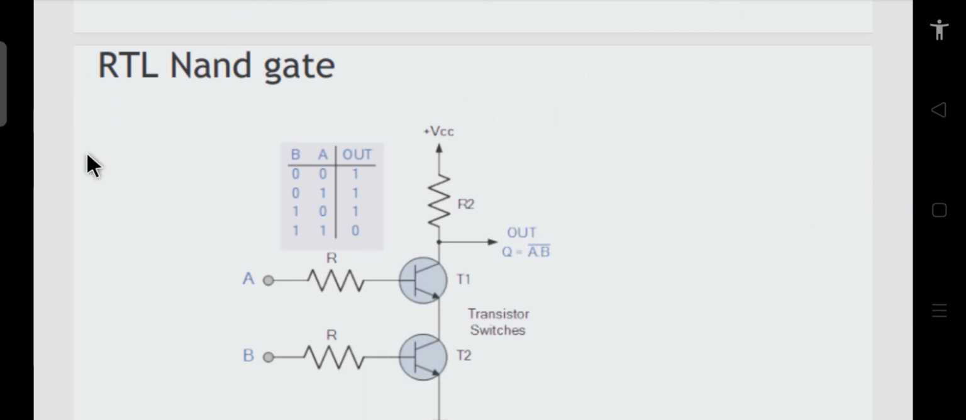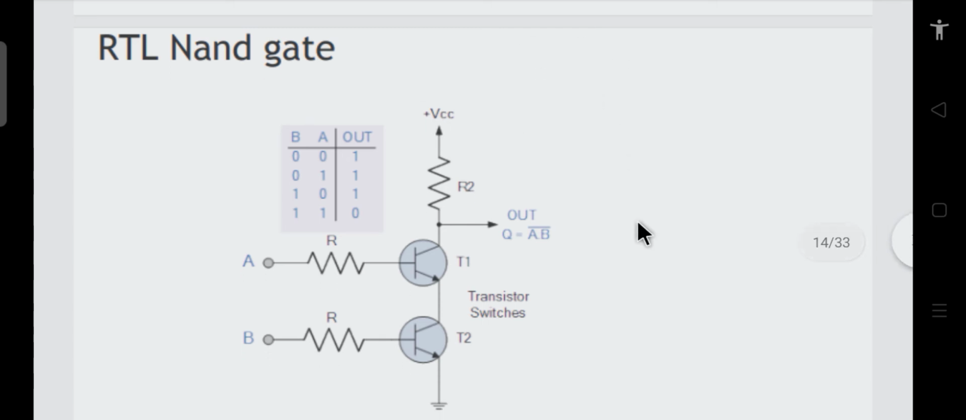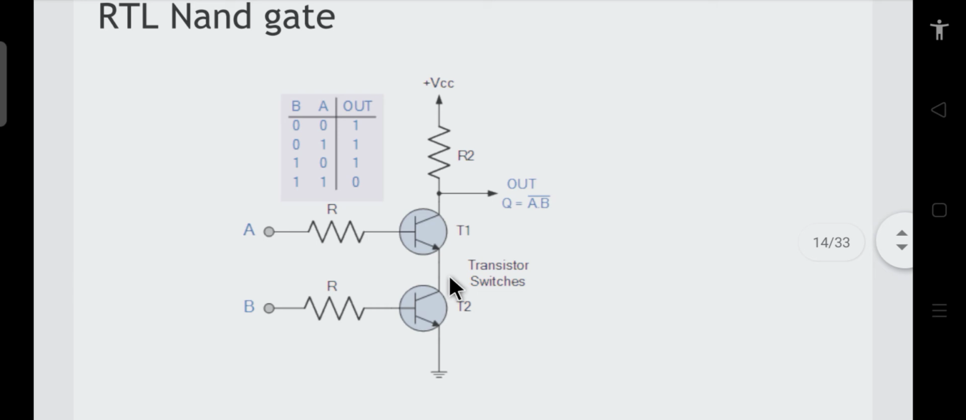Then let us move to the same RTL logic family, but now we will try to realize the NAND gate within this logic family. So how do we realize a NAND gate in this logic family? To realize a NAND gate, we connect the two transistors T1 and T2. In the earlier case we connected them in parallel; here we connect them in series. We connect them in this fashion with the help of two resistors, and with the help of this truth table, you can verify that the circuit operates as a NAND gate.